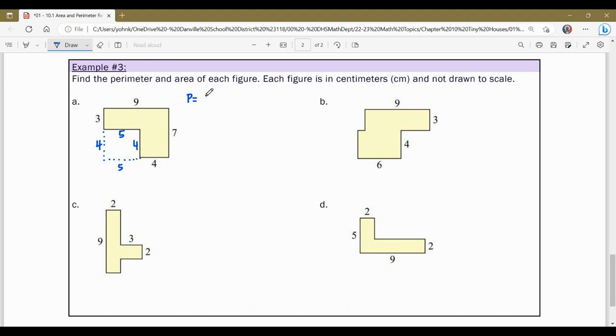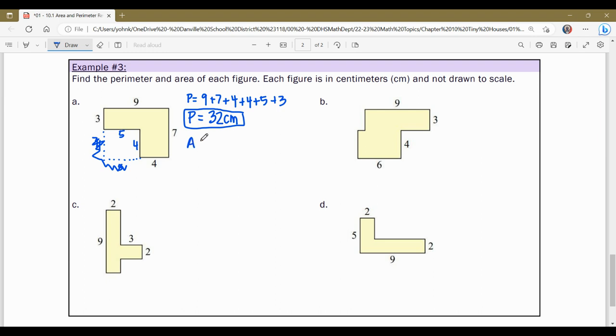So that means that my perimeter, starting at the top and going clockwise, is 9 plus 7 plus 4. And now I don't want to use this one and I don't want to use this one. Plus 4 plus 5 plus 3. So that's 1, 2, 3, 4, 5, 6 numbers. If I add them all up, I get a perimeter of 32. The units are centimeters, plain.